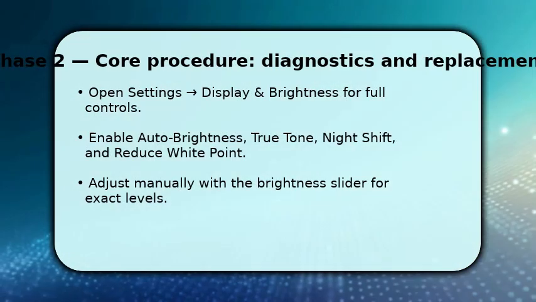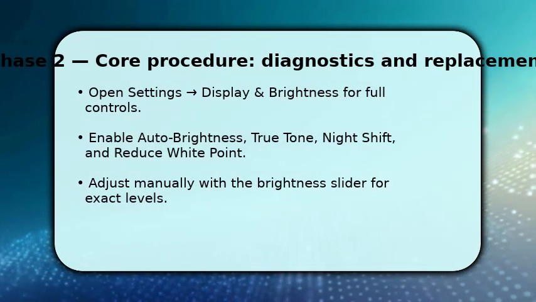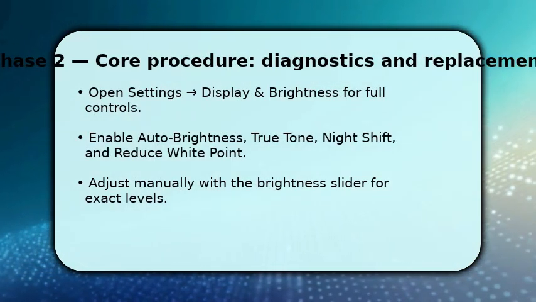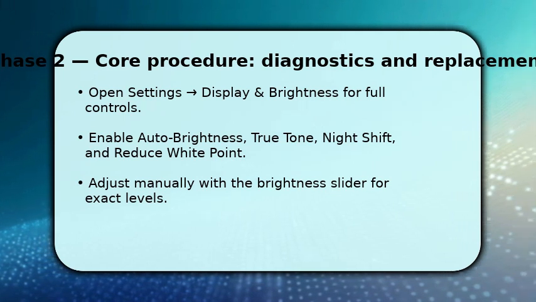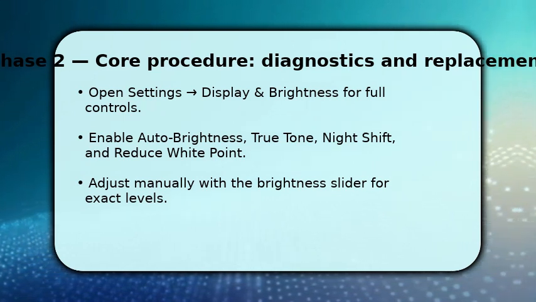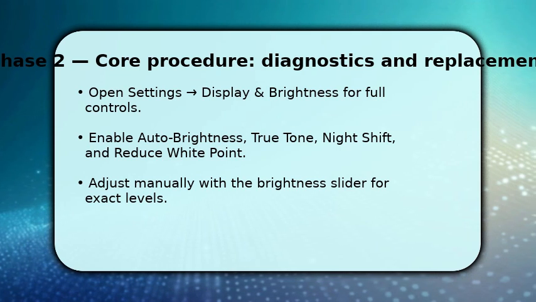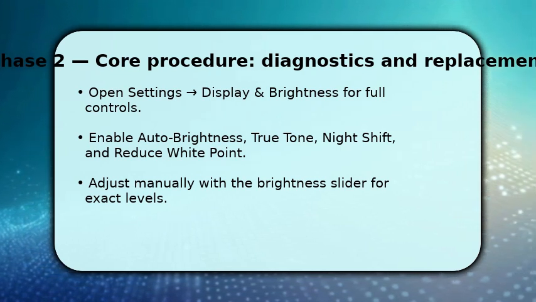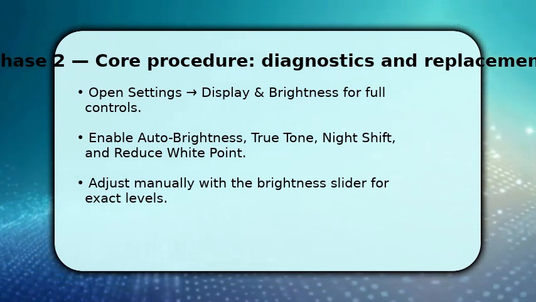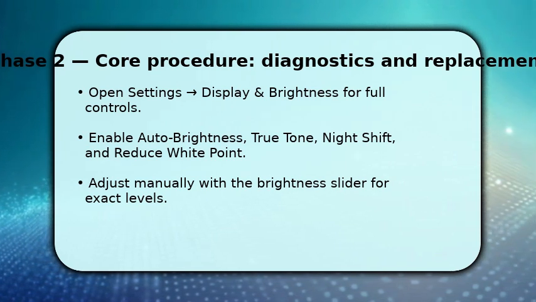Once done with the Control Center check, open Settings and tap Display and Brightness to access the detailed controls. Here you can enable auto brightness so ambient light automatically adjusts your screen, and turn on True Tone to match color temperature to room lighting. Night Shift reduces blue light in evenings. If you need less glare, enable Reduce White Point.